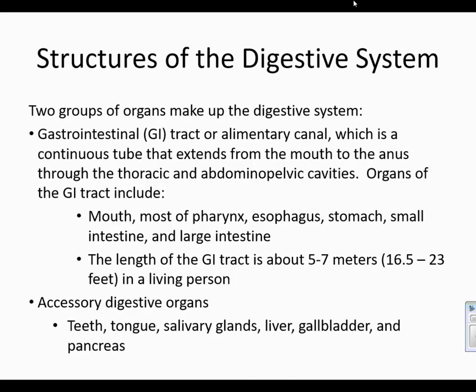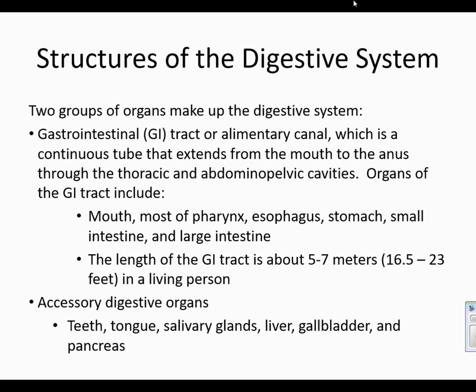Speaking of our tract, that is one of the two groups of organs that make up our digestive system. The tract, or GI, gastrointestinal tract, also known as the alimentary canal, is a continuous tube extending from our mouth to the anus through both the thoracic and abdominopelvic cavities. This includes our mouth, most of our pharynx, the esophagus, our stomach, small intestine, and large intestine.